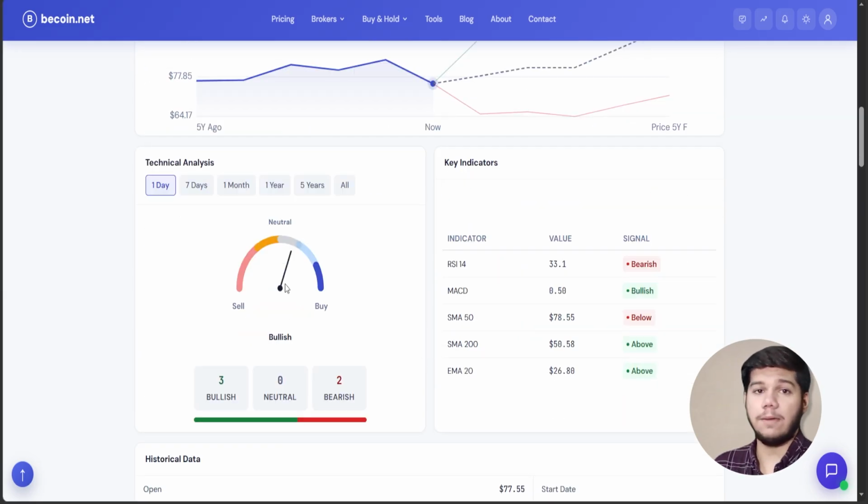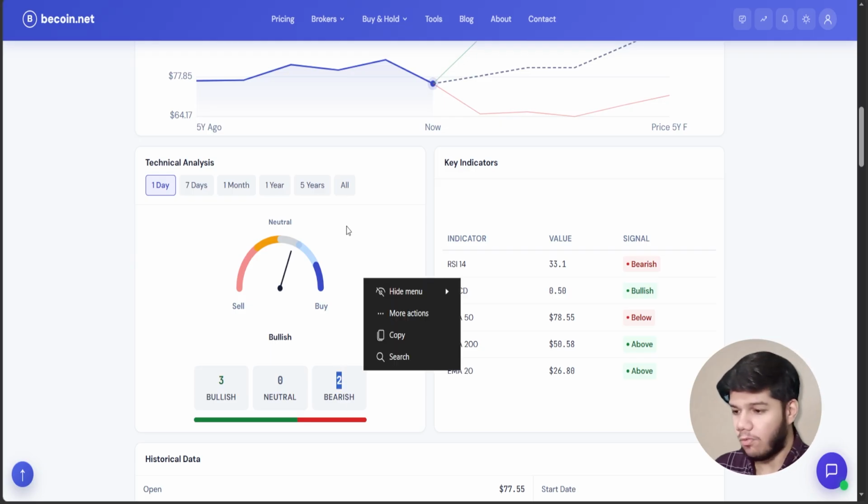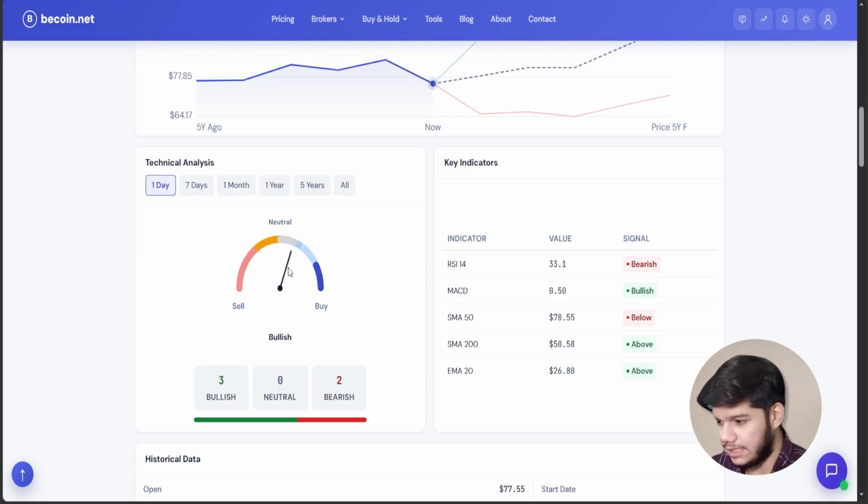And now let's talk about the important thing, which is technical analysis. If you see on the 1 day, this scenario is way more different than the previous two, gold and WTI crude oil. If you see on the 1 day time frame, price is almost neutral, which is 3 points for bullish and 2 points for bearish, which is almost neutral in my scenario.